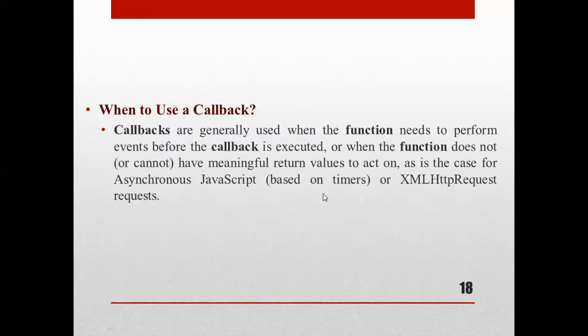So when do we use callbacks? Callbacks are generally used when the function needs to perform some events before the callback is executed, or when the function does not have meaningful return values to act on. This is the case for asynchronous JavaScript based on timers or HTTP requests. At that time we can use callbacks.